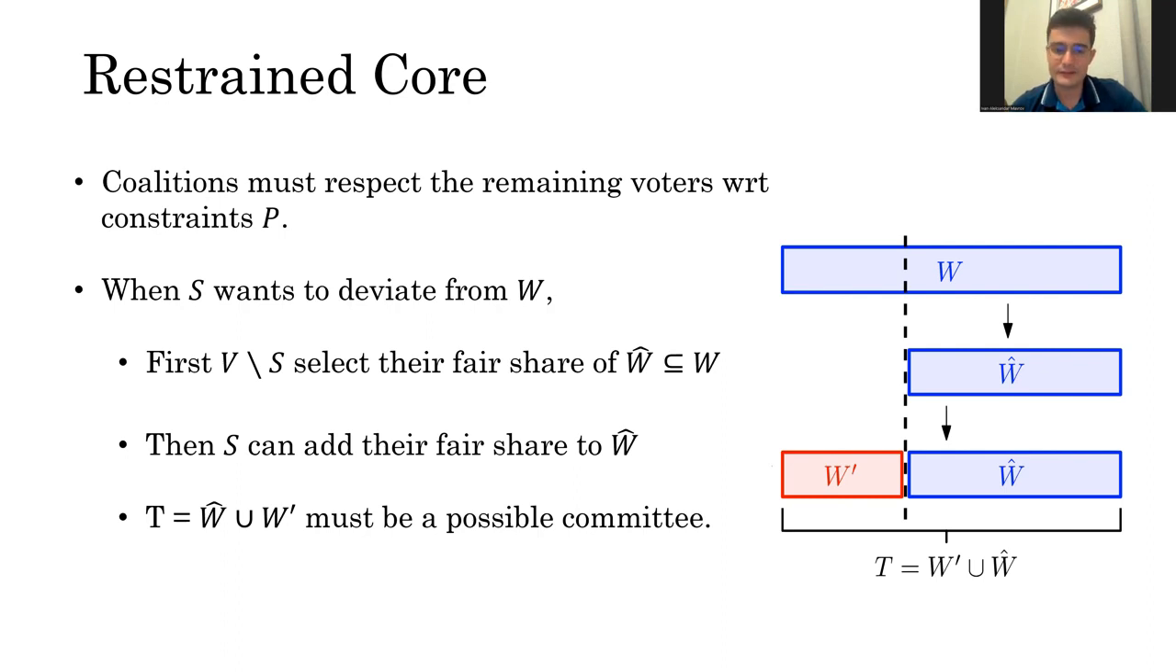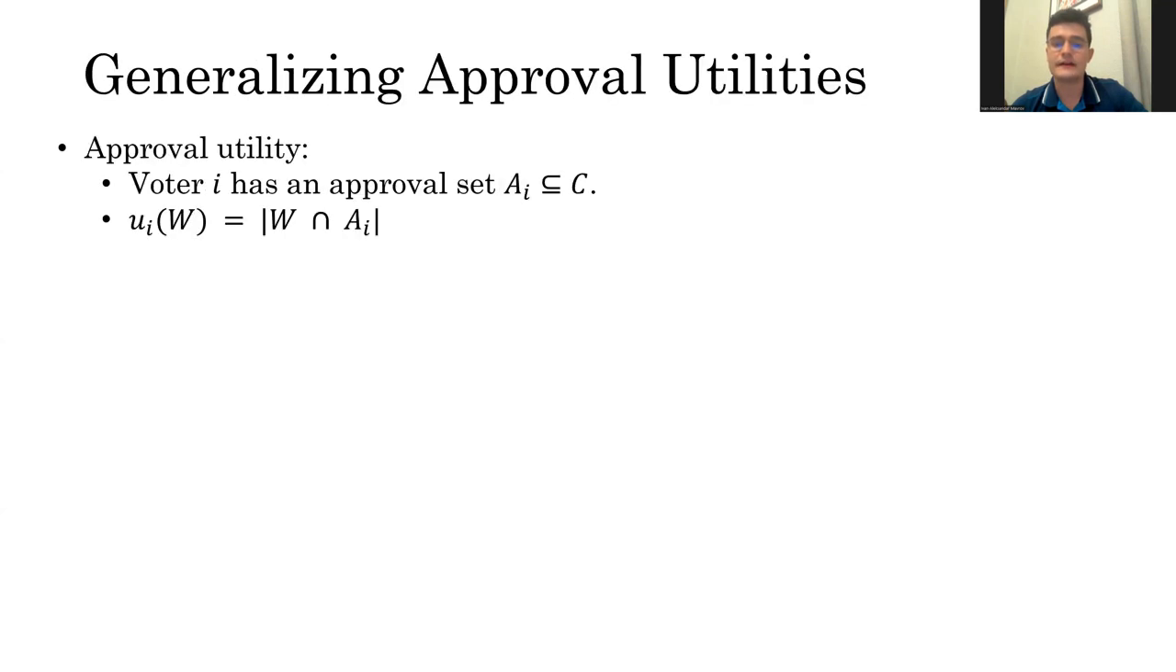The definition of the restraint core is a generalization of the standard core. This is because when there is no constraint, the worst W hat selection for the deviating voters must be the empty set. Then the restraint core definition will coincide with the standard core. In the next part of the presentation, I will go over some of the technical steps that lead up to our main result on providing an approximation to the core for XOS and beta self-bounding functions.